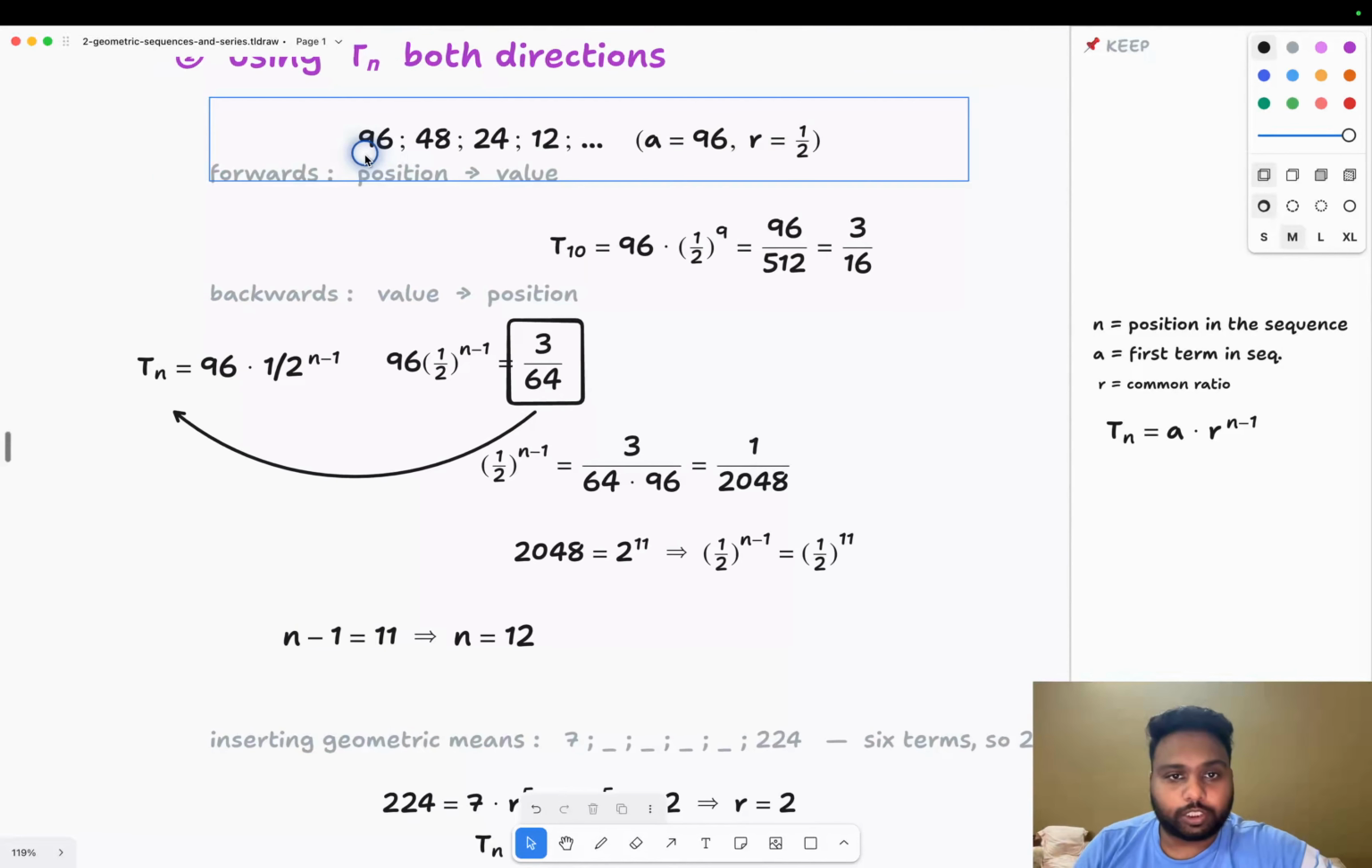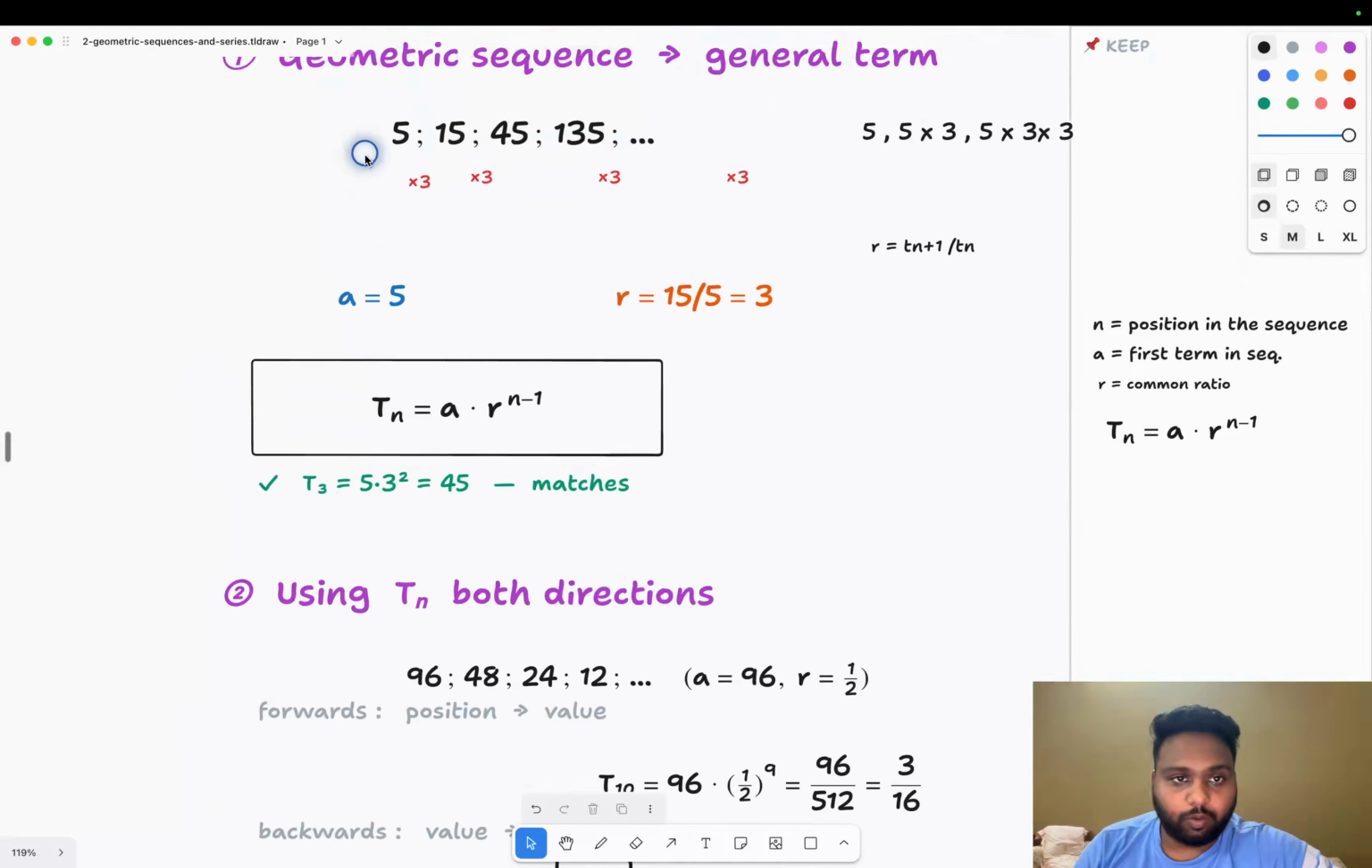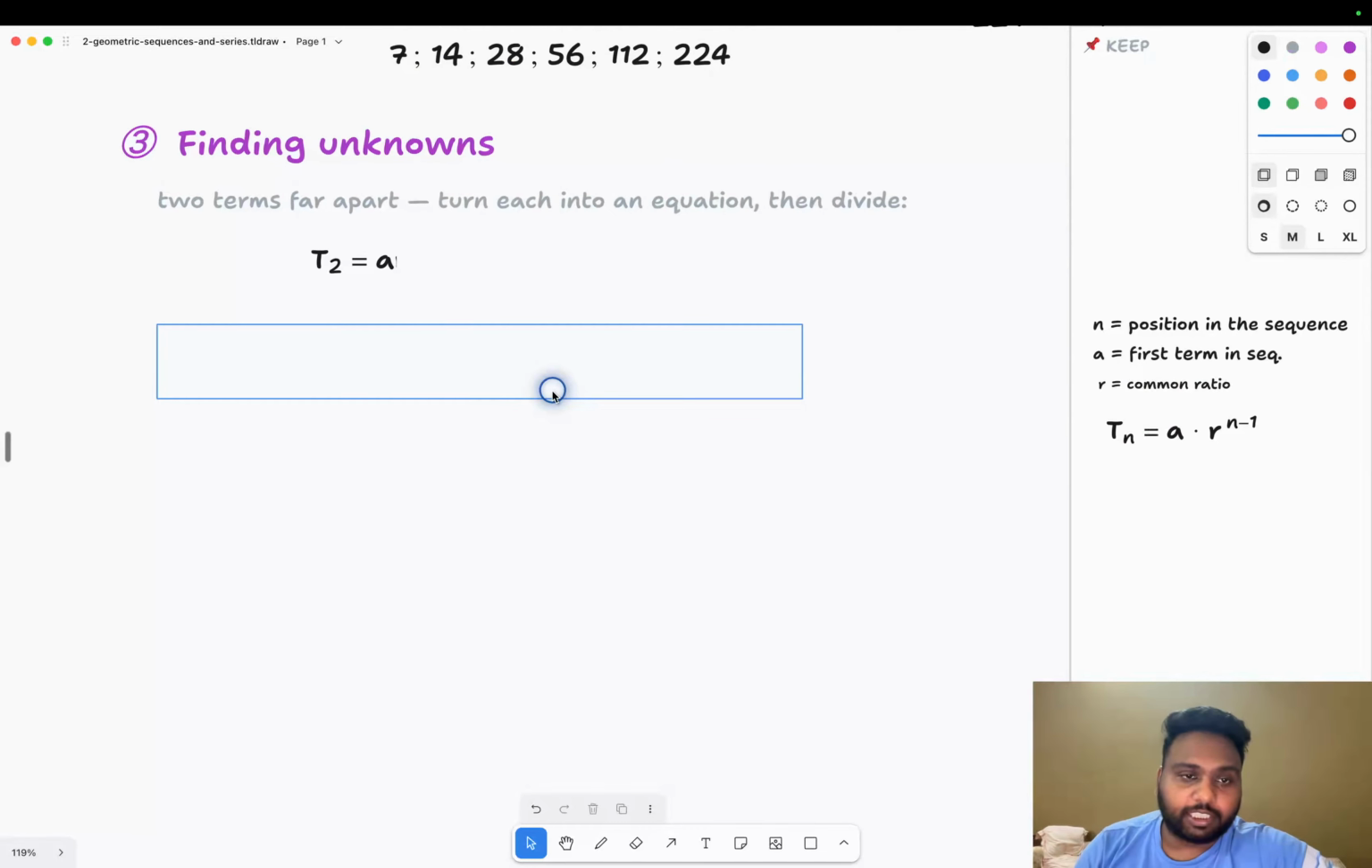Now, in all of these questions, the first value, or the value of a, was always given to us. You notice here, the value of a was given to us. In this question also, the value of a was given to us. And now we will see the questions where the value of a is not clearly given to us.